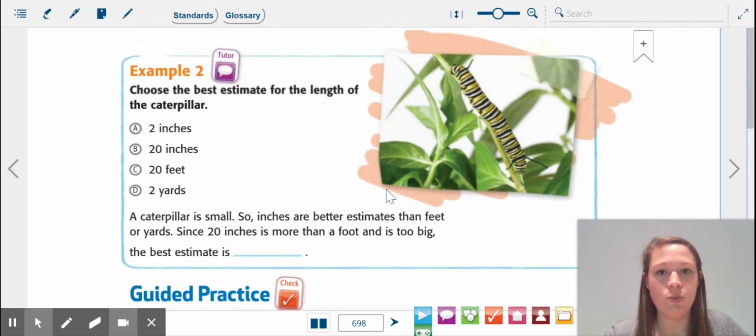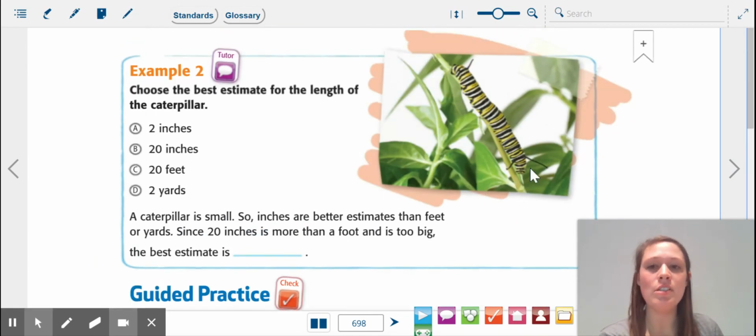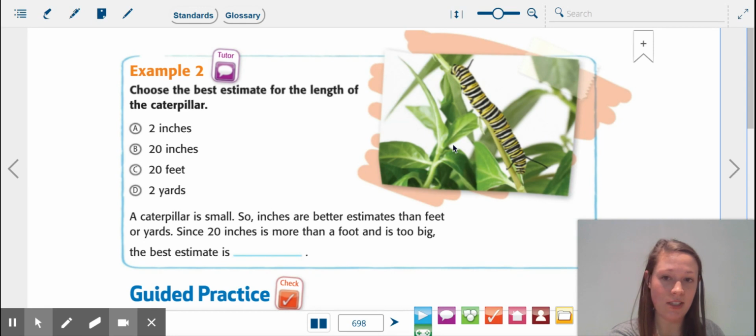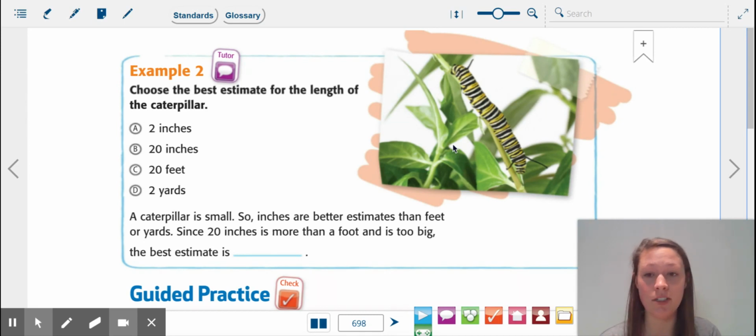Okay, caterpillar. Choose the best estimate for the length of a caterpillar. 2 inches, 20 inches, 20 feet, or 2 yards. Now, caterpillars are small, and that's what it says right there. So inches are better estimates than using feet and yards. So we can rule out right away C and D. Those would be huge caterpillars.